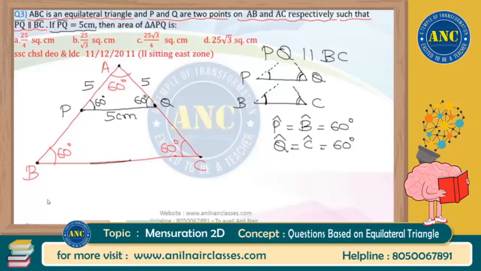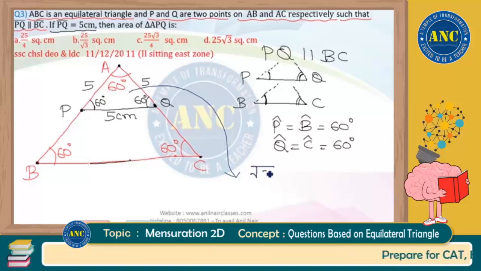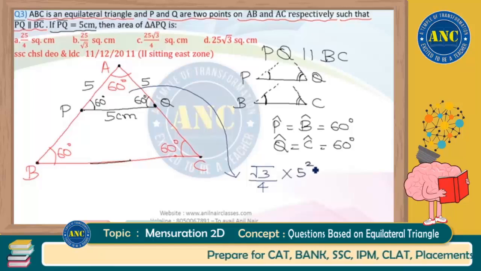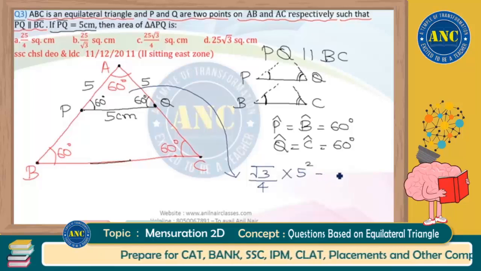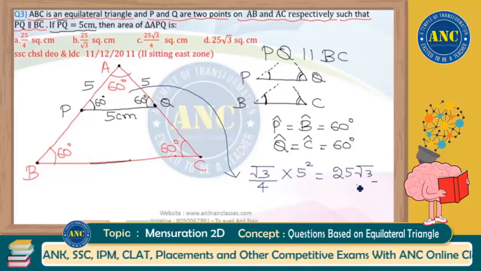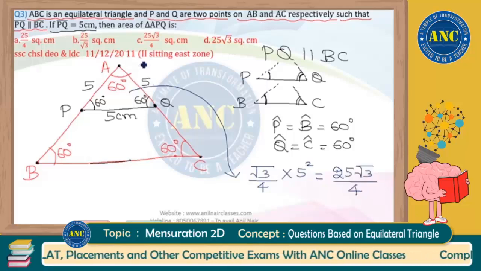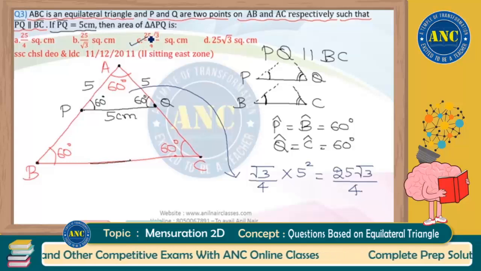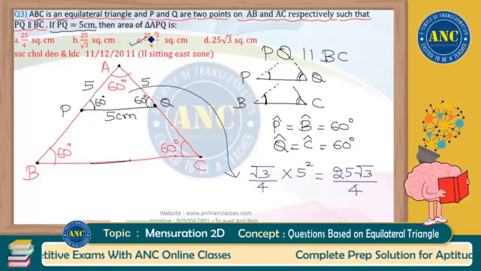They are asking you, please find the area of this equilateral triangle APQ. Area of an equilateral triangle is root 3 by 4 into a square. The a value is 5 in that case. Answer is 25 root 3 divided by 4 square centimeter, which is nothing but option 3. I hope the idea is clear, sir.